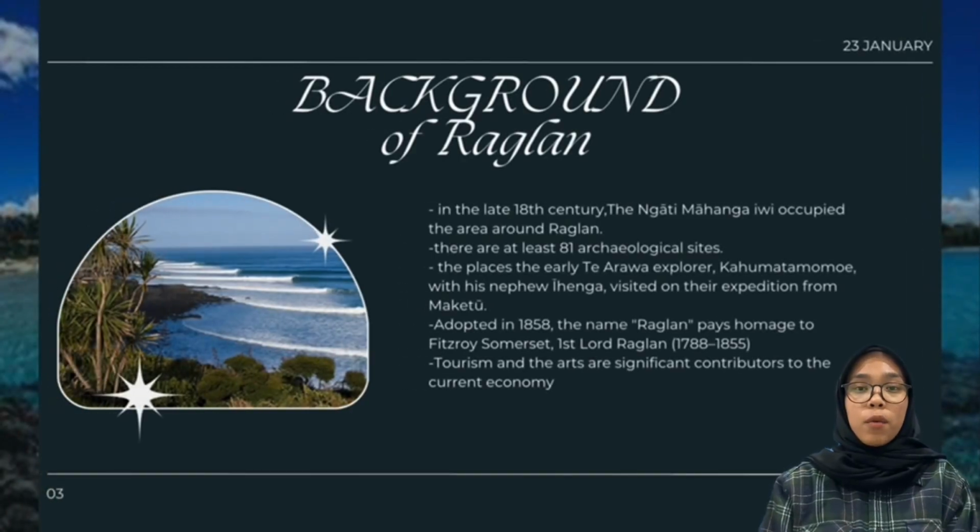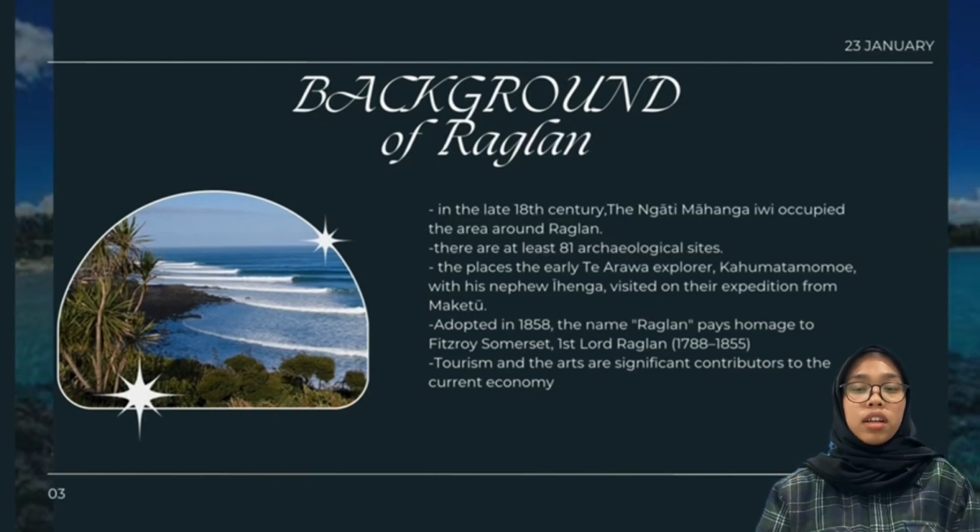So in this slide, I will explain about the background of Raglan. In the late 18th century, the Ngati Mahanga Iwi occupied the area around Raglan. There are at least 81 archaeological sites. The place the early Te Arawa explorer Kahumata Momo with his nephew Ihinga visited on their expedition from Maketu. Adopted in 1858, the name Raglan pays homage to Fitzroy Somerset, First Lord Raglan. And lastly, tourism and the arts are significant contributors to the current economy.